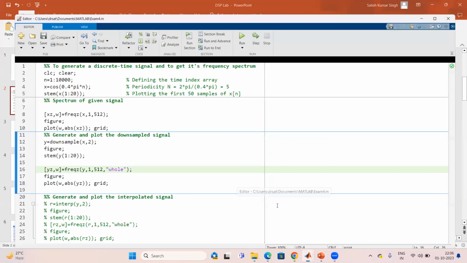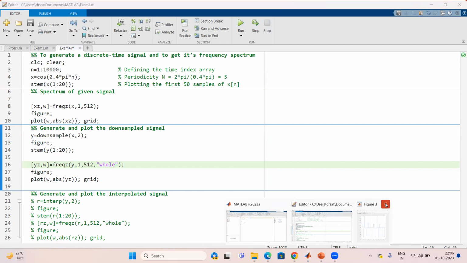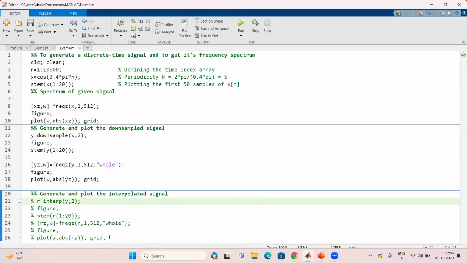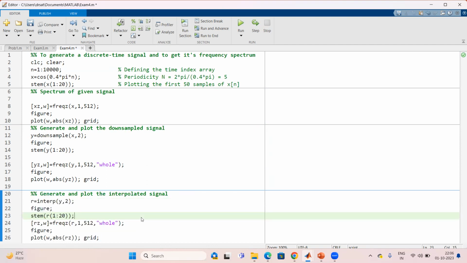So you can see this code. Let me close this figure. Here I have written this code, a very simple code. Let me remove this comment first. Here I am using this particular command interp, which means interpolate this signal. Which signal do we have to interpolate? The downsampled version, this is your downsampled signal y. That signal we have to interpolate by a factor of 2.